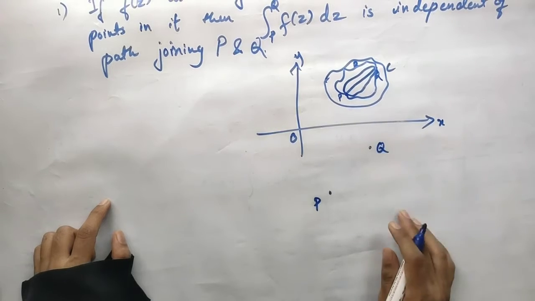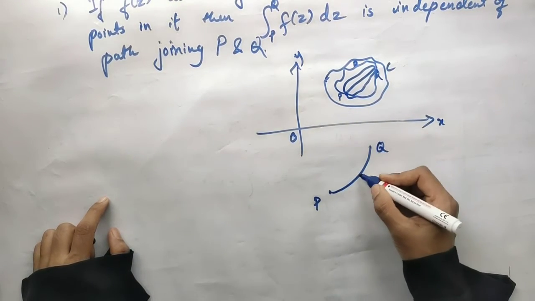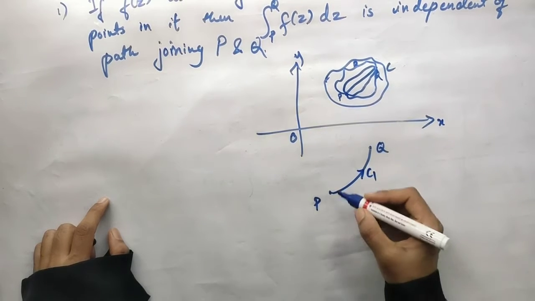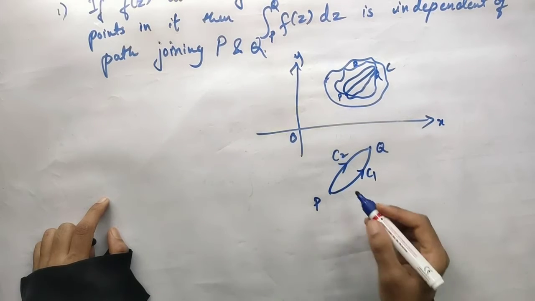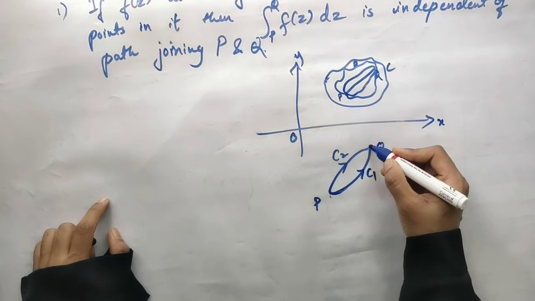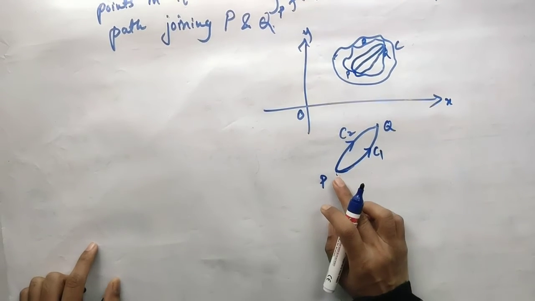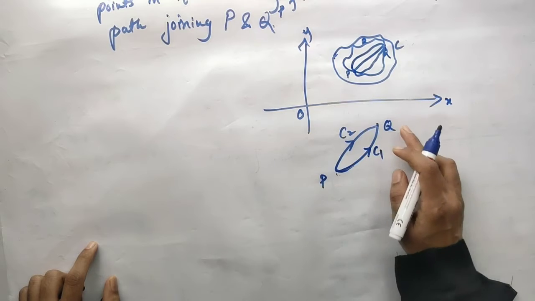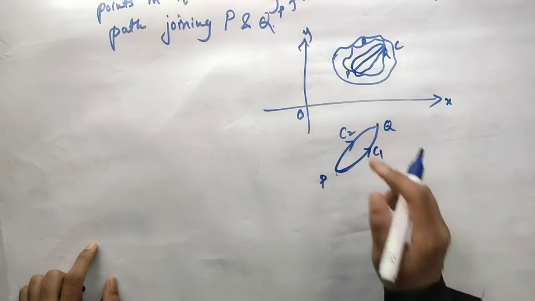So I'll once again take the 2 points P and Q separately here. I can join them by the curve C1, okay. I can also join them by another curve, say C2, okay. Now this is C1 plus C2 from P to Q minus C2, yes or no? Look at this. C1 is also a curve joining P and Q. C2 is also a curve joining P and Q. From P to Q only it is. Look at the direction.